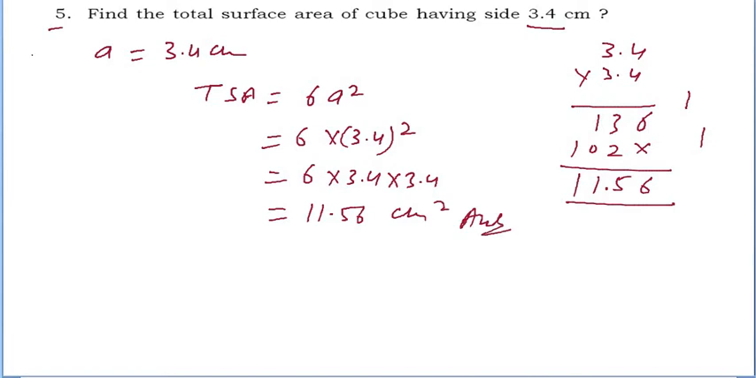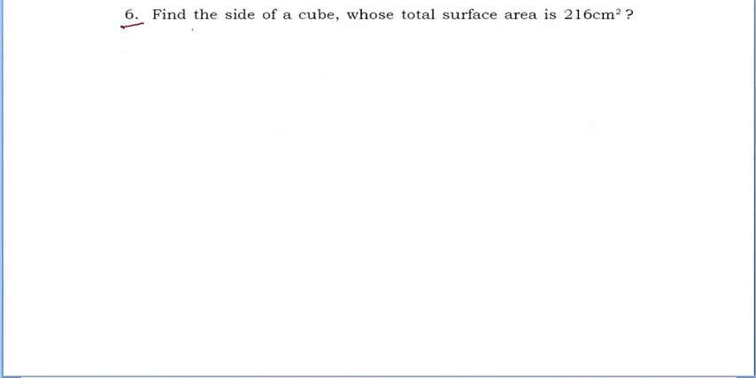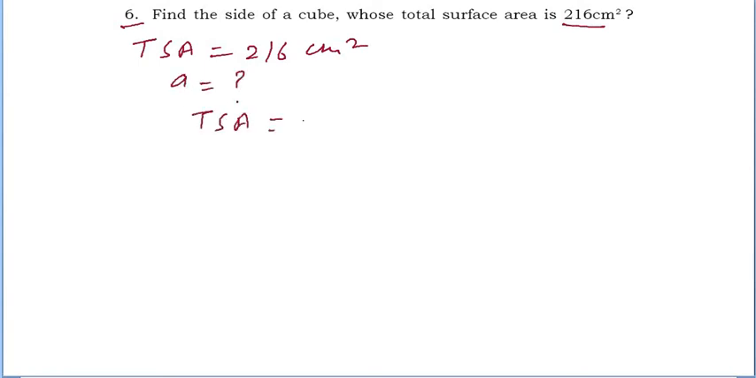Now come to the next question, that is the sixth question. Find the side of a cube whose total surface area is given. So that is the total surface area. TSA is given as 216 centimeter square. Side has to be found. Now put the formula. Total surface area is equal to 6 A square. So 6 A square is given as 216. Now A square is equal to 216 divided by 6. Now divide this one.